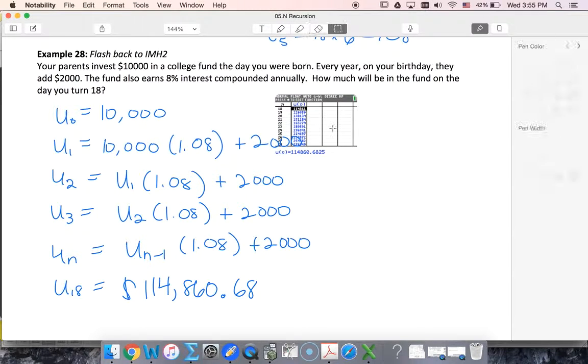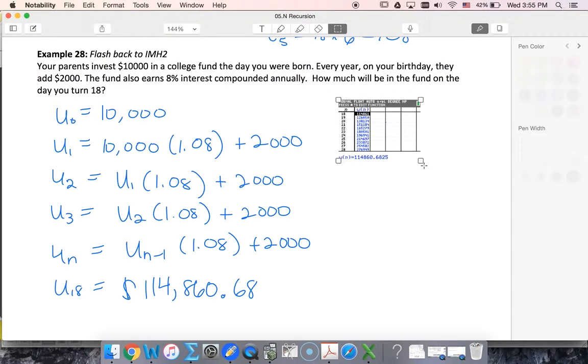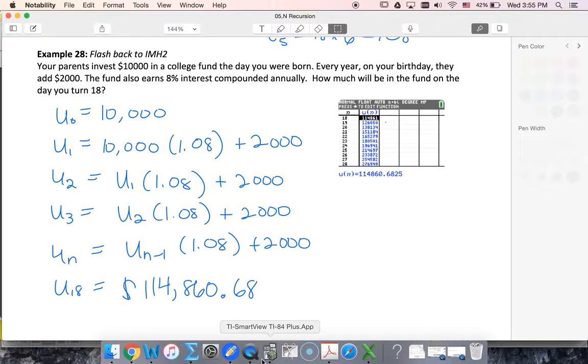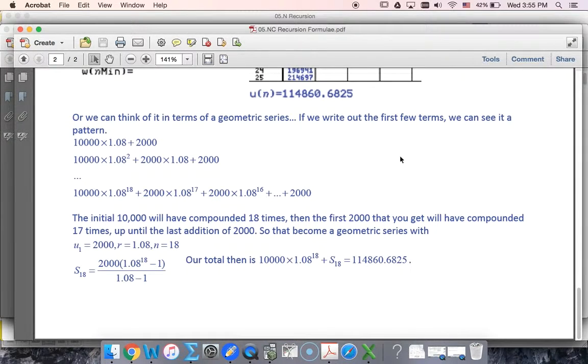I have also shown in the notes how we could do it with a geometric sequence as well. So let's look at that a bit. If I continued this, if I had written this term out, I would have had 10,000 times 1.08 squared plus 2,000 times 1.08 and then plus 2,000. If I took this whole thing and multiplied it by 1.08, I would get this line, add 2,000.